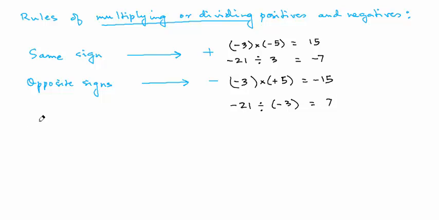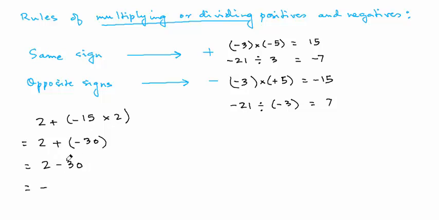Let's try and simplify 2 plus negative 15 times 2. So this is going to be equal to 2 plus, bracket first, negative 15 times 2 or positive 2 is negative 30. A negative times a positive is a negative. Therefore, this is going to be equal to 2 combine the two signs together. A plus with a minus gives you a minus. 2 minus 30. The negative is more than the positive. So the answer is negative. Negative how much? 30 minus 2 is 28.